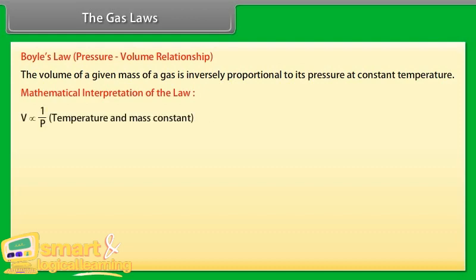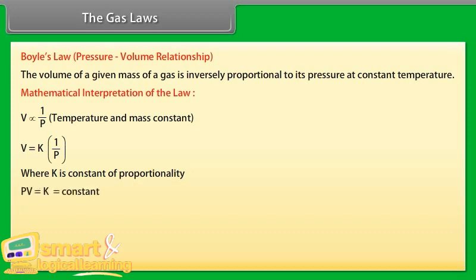Volume is inversely proportional to pressure at constant temperature and mass. V is equal to K into 1 by P, where K is the constant of proportionality. PV is equal to K, which is a constant.